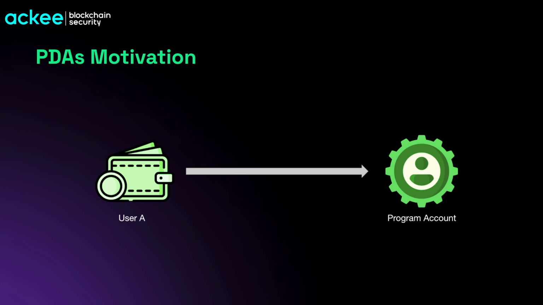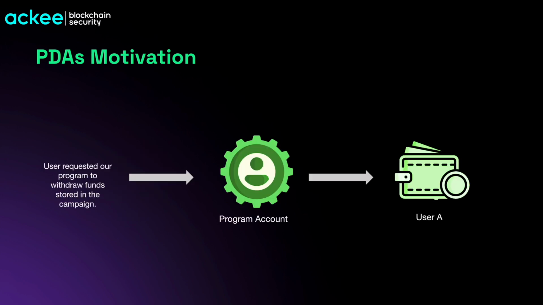We obviously need to have some form of way where a program can have its own addresses where the program can store different amounts of Solana tokens and can do transactions on behalf of that wallet that is owned by the program. So let's say we have this scenario.